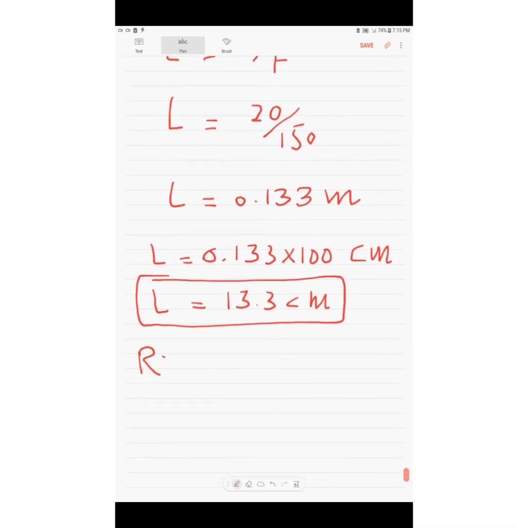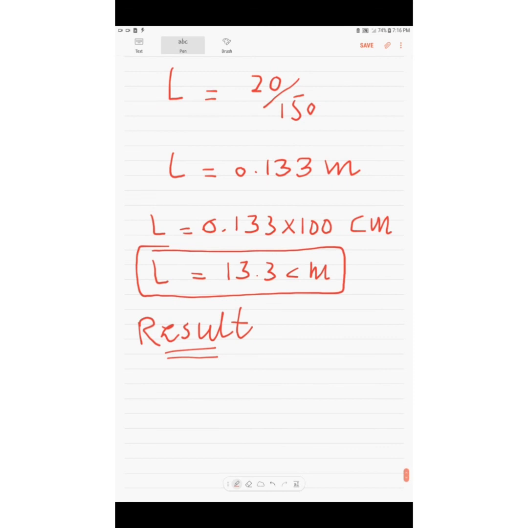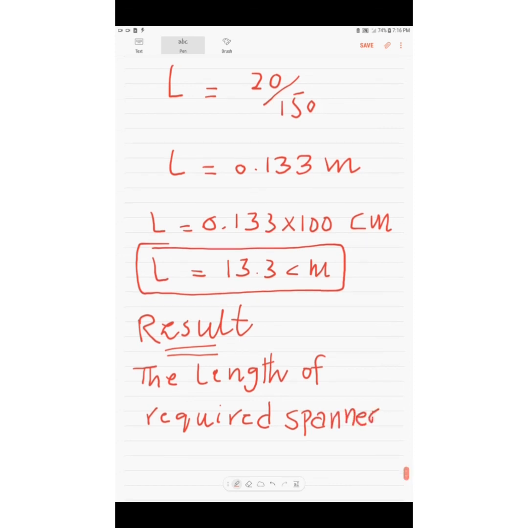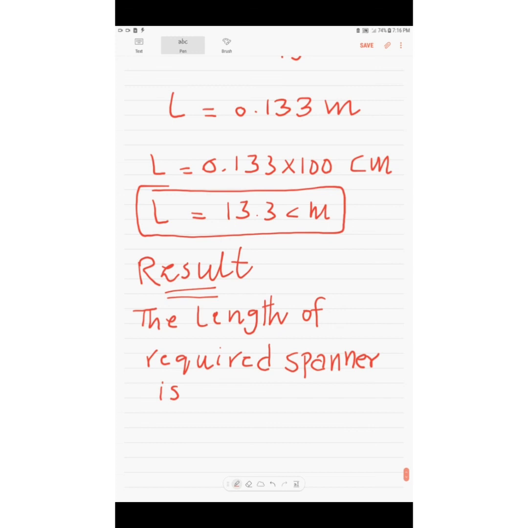Now result. Underline it. The length of required spanner is 13.3 centimeter.